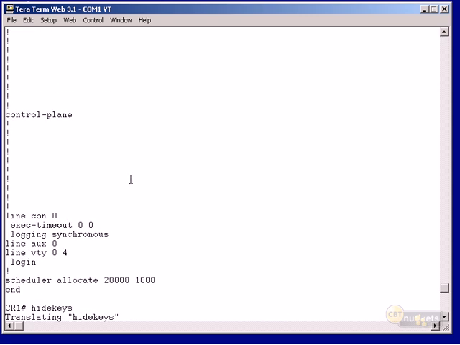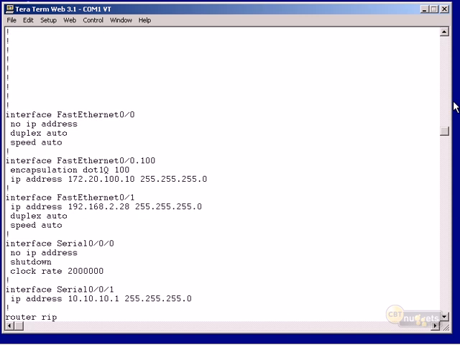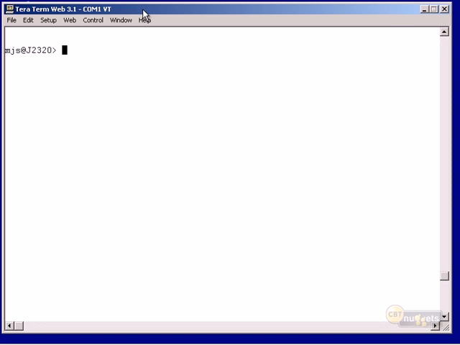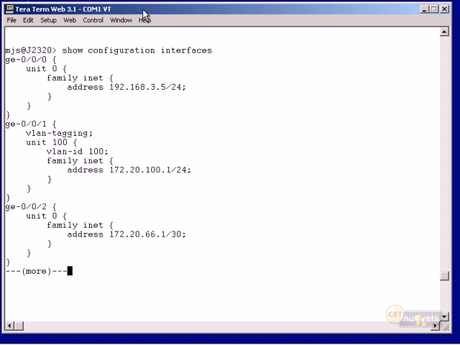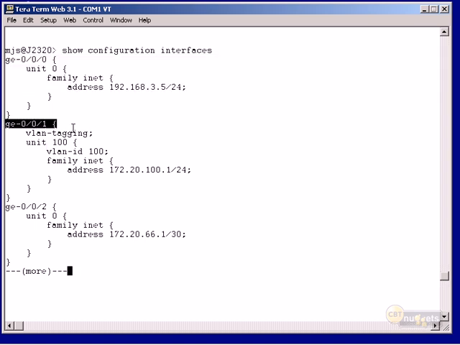Okay, let's go over to our 2320 now, because that's really the router that we're going to focus on. We're in operational mode. We'll do a show configuration interfaces command, and that's a good one to do. We can see this is the interface that connects to our management VLAN. Here is the interface that's ultimately going to be connecting to the Cisco router, ge-0/0/1.